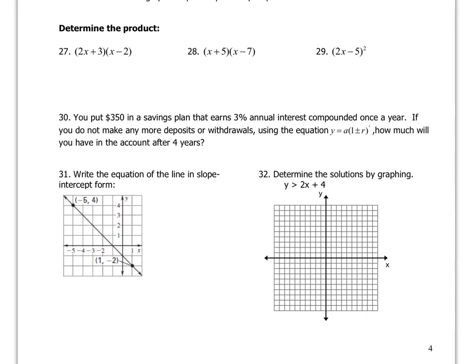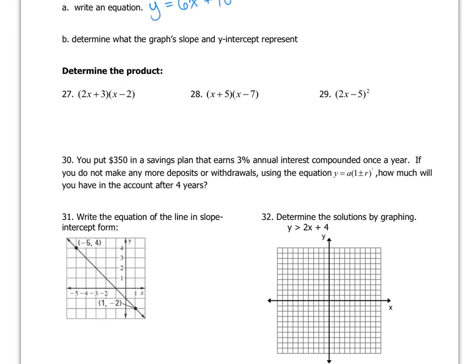On 27 through 29, we're going to multiply these binomials. I like to say double distribution. Remember, your teacher might say FOIL. So I'm going to double distribute. That's going to be 2x squared minus 2x plus 3x minus 6. And you always check to see if you can combine like terms.